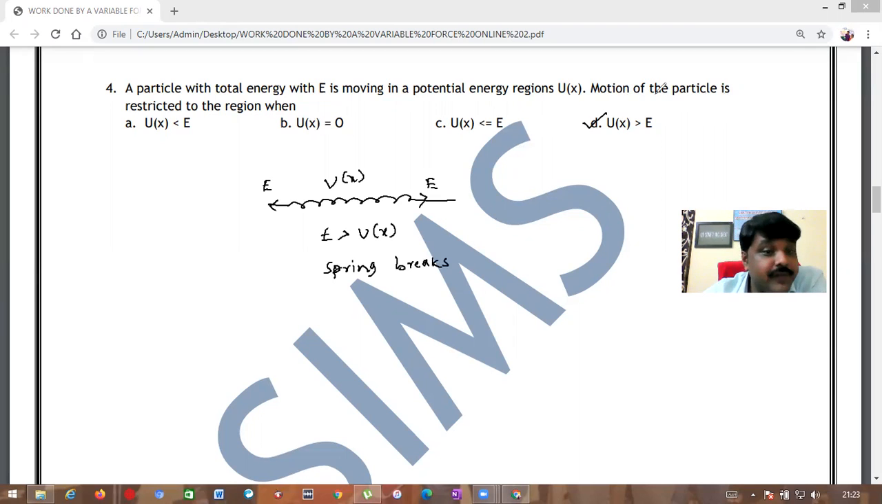Hence, the motion of the particle is restricted to the region when that restriction is done only when this U of x is greater than E. As I told you, E must be less than U of x. Let us move on to the next numerical.